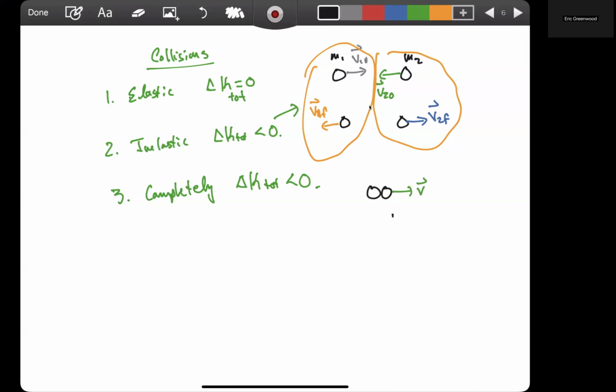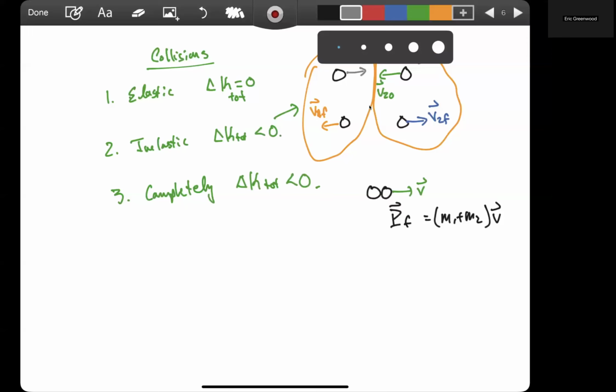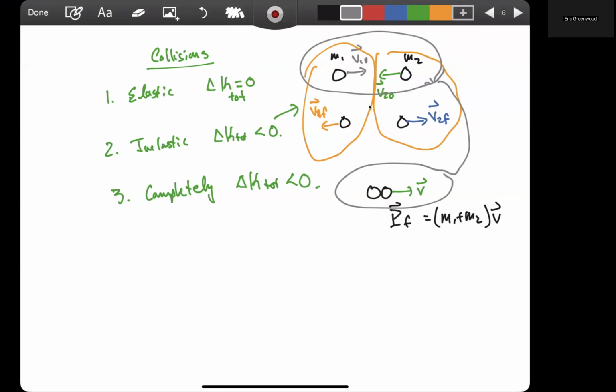So in this case, the final momentum would then just be equal to the sum of the masses m1 plus m2 times the total velocity at which they're moving. So good. The first part of the picture stays the same, but then the final picture becomes this. So good. So these are my three different types.